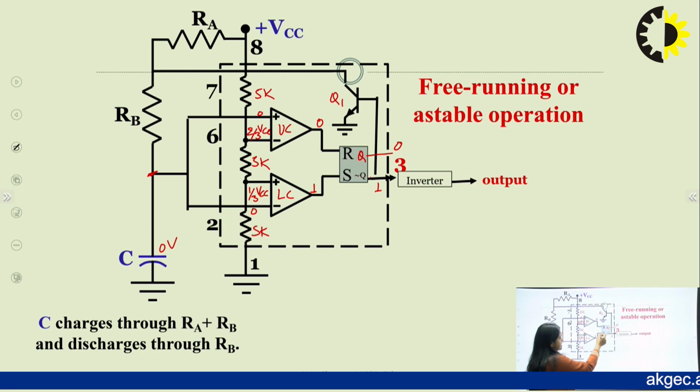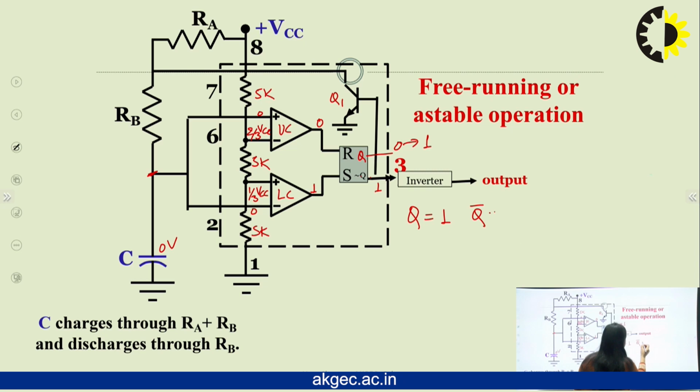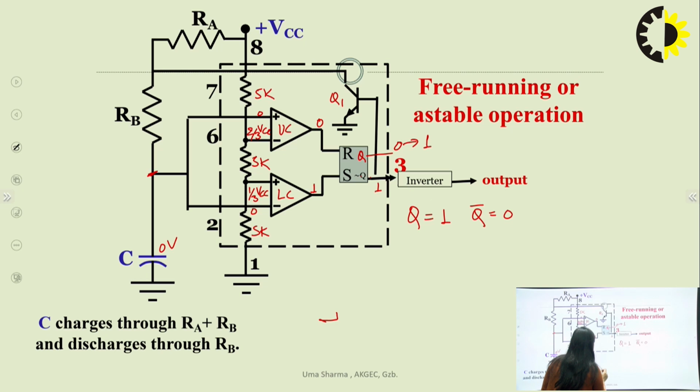So this switches from 0 to 1. Now the output Q equals 1 and Q bar equals 0. When Q equals 1 and Q bar equals 0, this Q bar is connected to this discharge transistor. So now let's draw the waveform. Your output is initially 0, then it moves to 1.